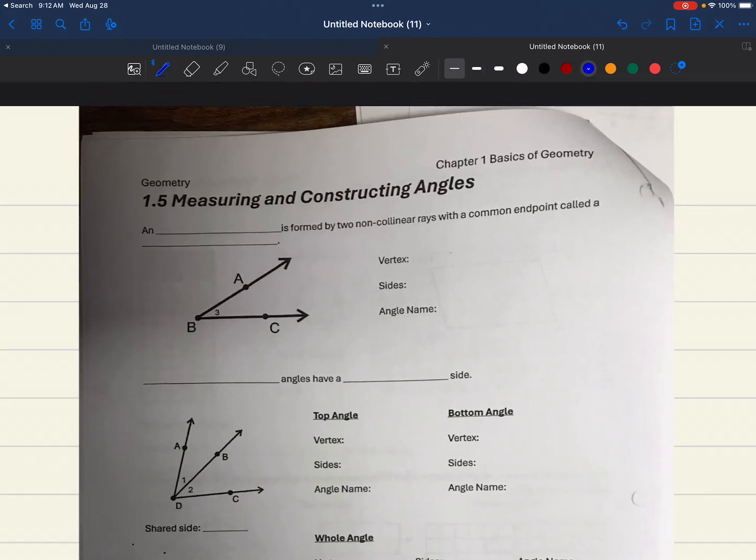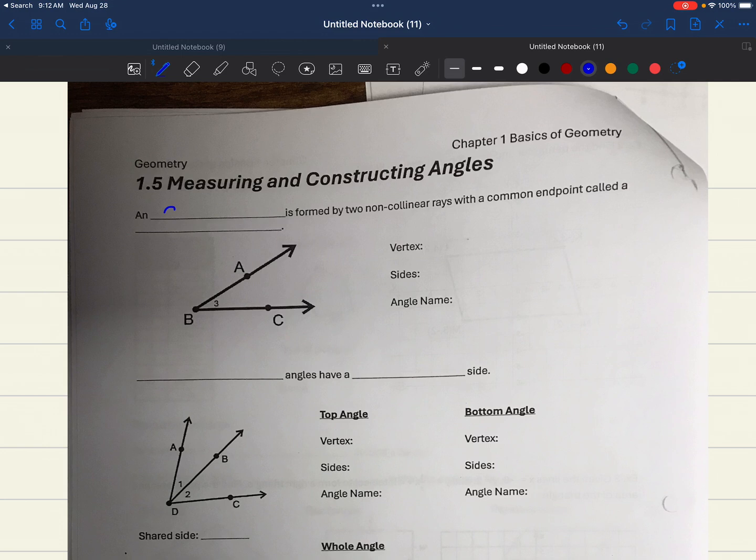Okay, so on your first page in your notes with 1-5, an angle is formed by two non-collinear rays. What does collinear mean? The same line. So we have two different rays that form an angle. They have a common endpoint. What would this common endpoint be called here? B. Yes, it is point B, but what's a single point called? We talked about it the other day. Vertex. Good. Their common endpoint is their vertex.